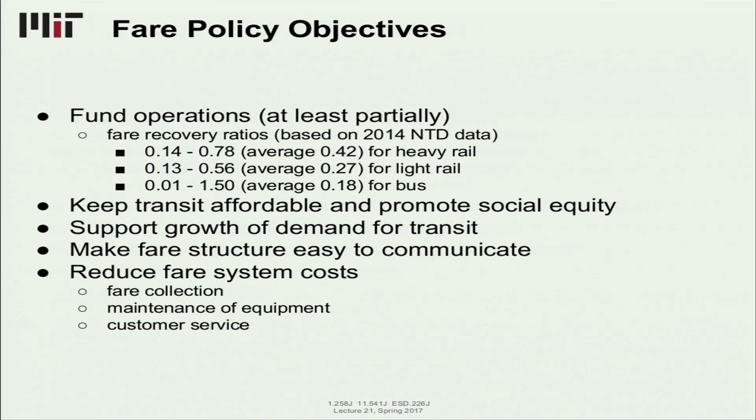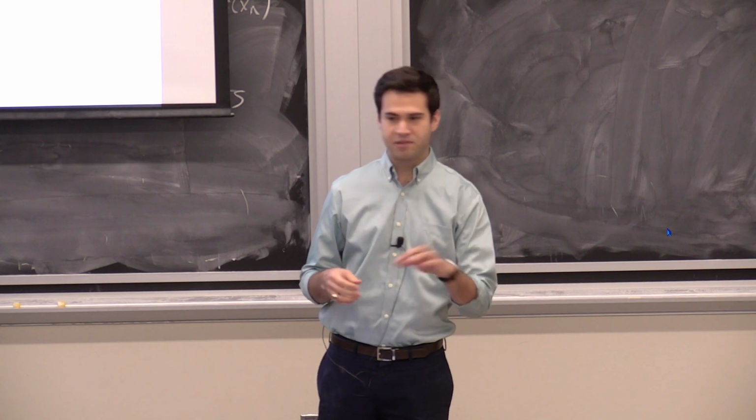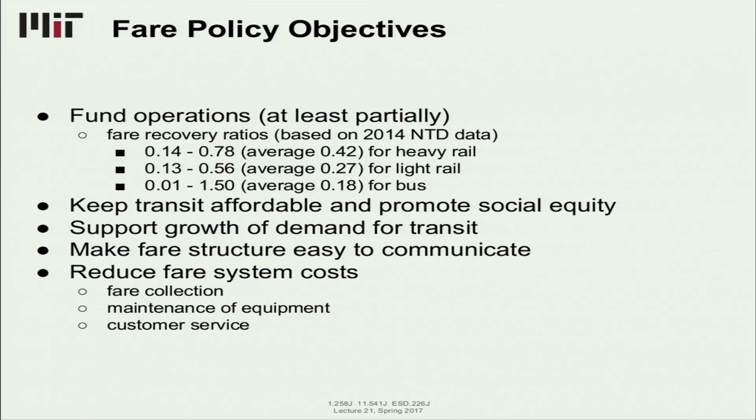So the number one objective is to fund operations. That's the reason there's a fee, the user fee for service. And I say here at least partially because for the most part, the revenues obtained by fare collection do not cover the full operational costs, let alone capital costs. So here we have some examples of fare recovery ratios based on the 2014 National Transit Database. You might remember that we talked about the National Transit Database earlier in this course. And here is a breakdown. I looked at all heavy rail, and I saw a range of between 0.14 and 0.78. So between 14% and 78% of operational expenses covered by fare revenue, right?